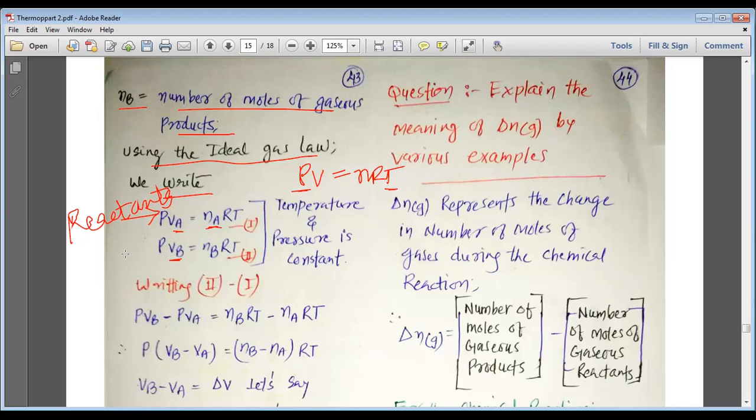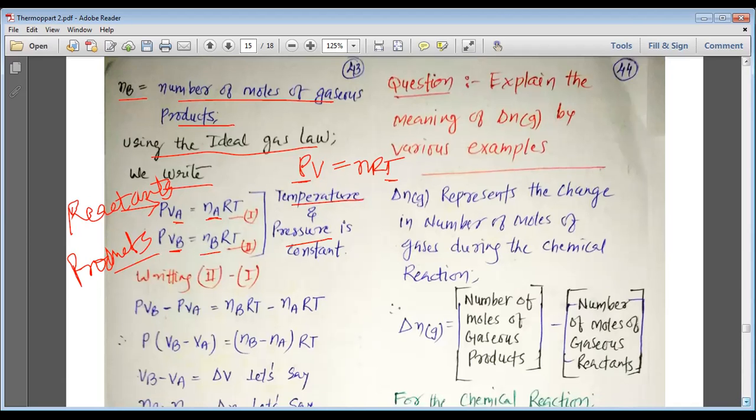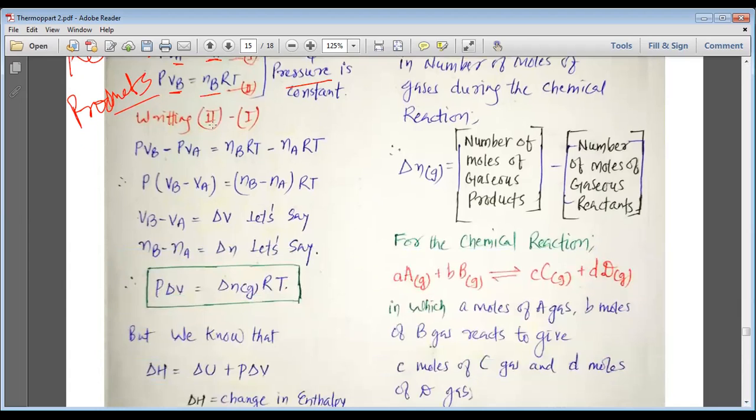In the same way, for products we can write PVB is equal to NBRT, where VB is the total volume of the gaseous products, and Nb is the total number of moles of the gaseous products. We are well aware that temperature and pressure are constant during the change, and that is why, by writing equations 1 and 2, we can write that PVB minus PVA is equal to NBRT minus NART. Now we are taking equation 2 minus equation 1. This is the minus sign.